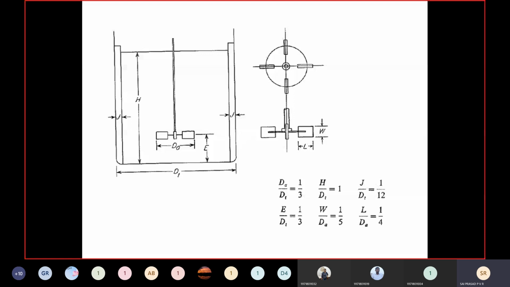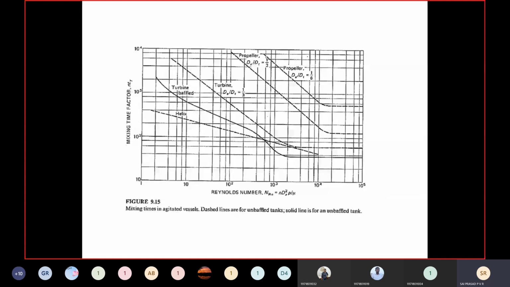Then, one important thing you are supposed to note down here is, when the Reynolds number is very high, what is this graph actually? This graph is drawn between mixing time factor and Reynolds number. Last time we did one simple problem. A problem was given to us, two materials are mixed for neutralization, and we were supposed to find the time for neutralization. You know what we did?